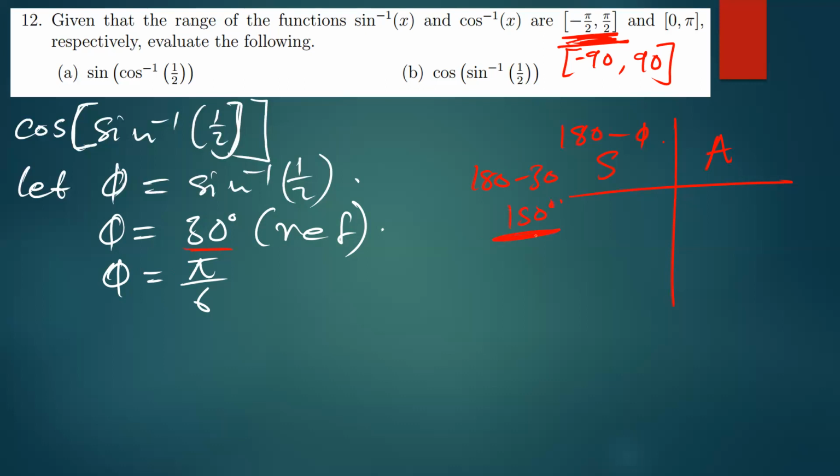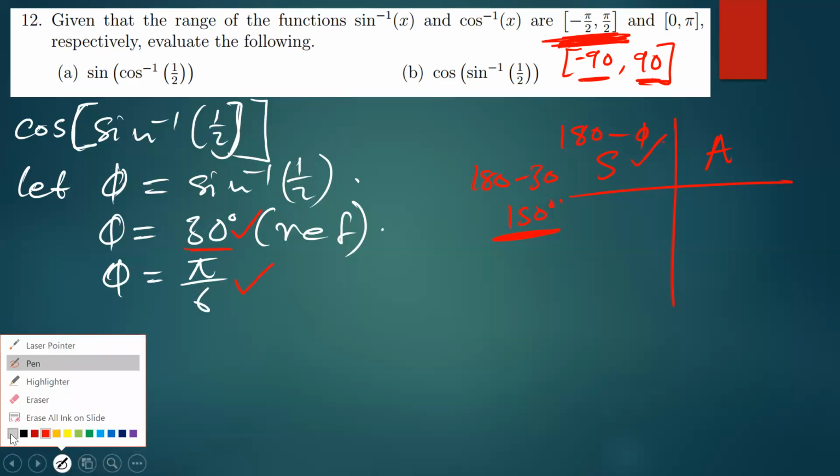Is 150 degrees between -90 and 90? The answer is no. This tells us that the solution in the second quadrant will not be part of our solution. So the only solution we have is pi/6, or just 30 degrees, because it's the only one that lies in the range we've been given. Yeah, so we quickly proceed.